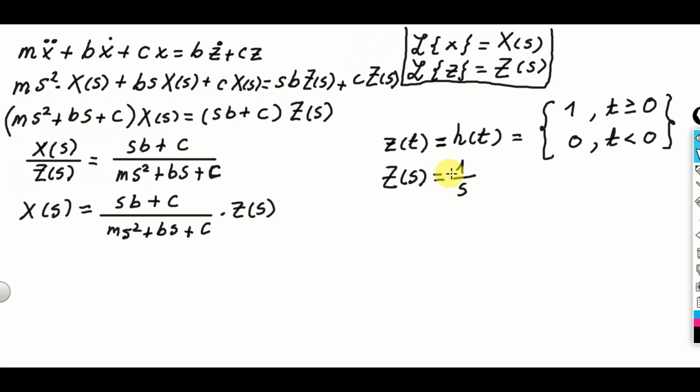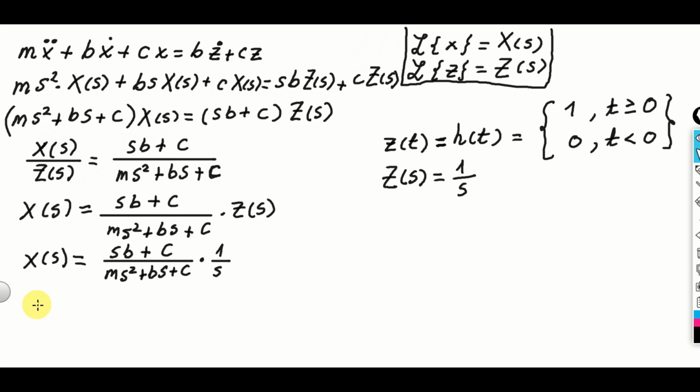When computing the DC gain, we assume that z of s is 1 over s, and the output of this system in the Laplace domain will be (sb plus c) over (ms squared plus bs plus c) multiplying 1 over s. Okay, to compute the DC gain, we need to go back to the time domain.